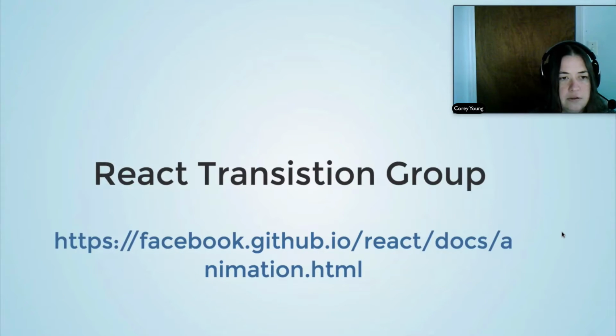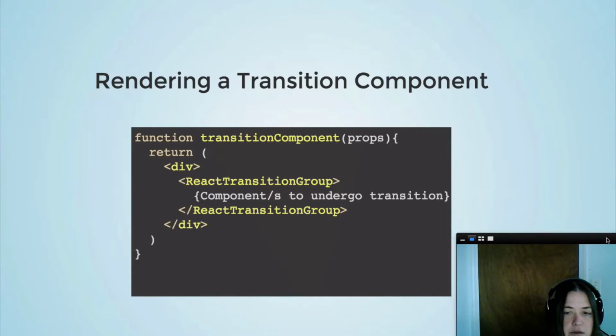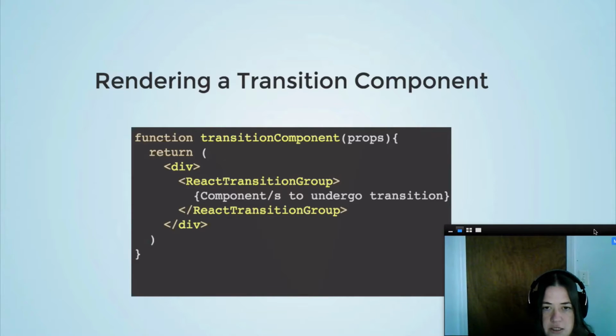The React group at Facebook has actually created a React transition group that can help to facilitate transitions in React and handling our lifecycle hooks and controlling our components while they transition. When we're rendering the transition group components, we need to place them inside a React transition group component. As you can see here in the center, we have our components to undergo transition wrapped inside that transition group.